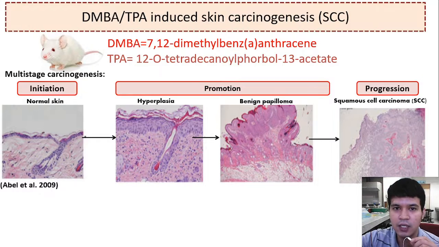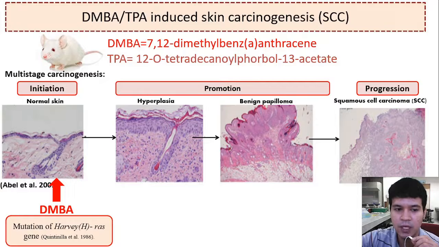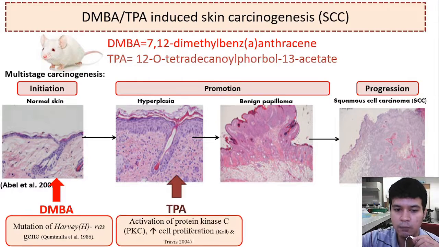So the DMBA TPA induced skin carcinogenesis, specifically skin squamous cell carcinoma. This DMBA TPA induced skin carcinogenesis will cause the development of skin squamous cell carcinoma through the multistage carcinogenesis that consists of initiation, promotion and progression. During the initiation by the DMBA, this DMBA will cause the DNA damage that leads to the mutation of the HRAS gene. The exposure to the DMBA is followed by the TPA that acts as a promoter that will stimulate the cell proliferation through the activation of protein kinase C. And the repeated exposure to the TPA will cause the progression to squamous cell carcinoma.